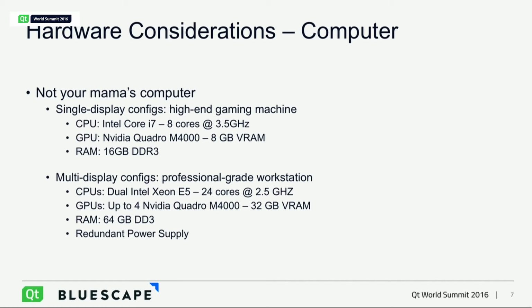So it's basically a machine with a good CPU, a professional-grade processor, and a GPU. We are using the NVIDIA Quadro Professional Series, which has 8 gigabytes of RAM, and we just accompanied that with a Core i7 processor for the cores, and then 16 gigs of RAM. But where it gets more interesting is the large scale.